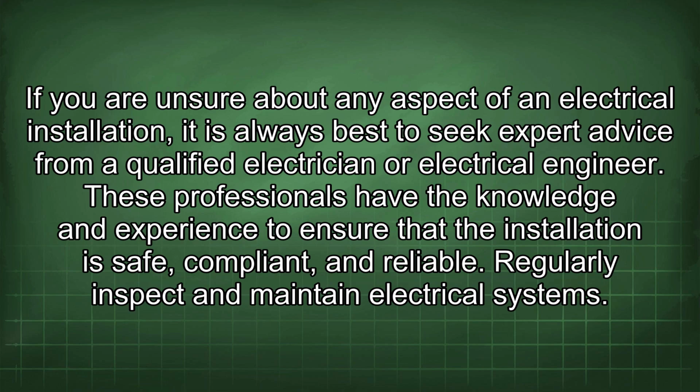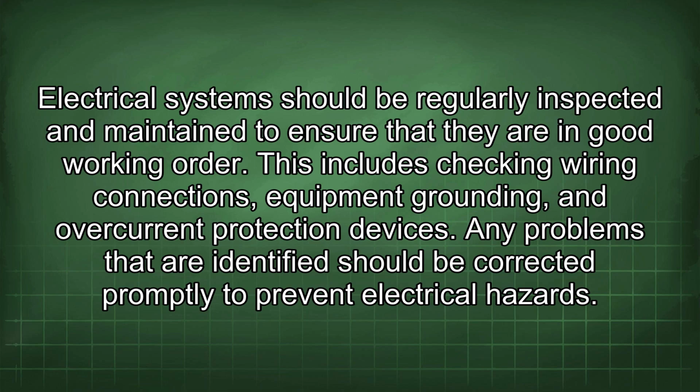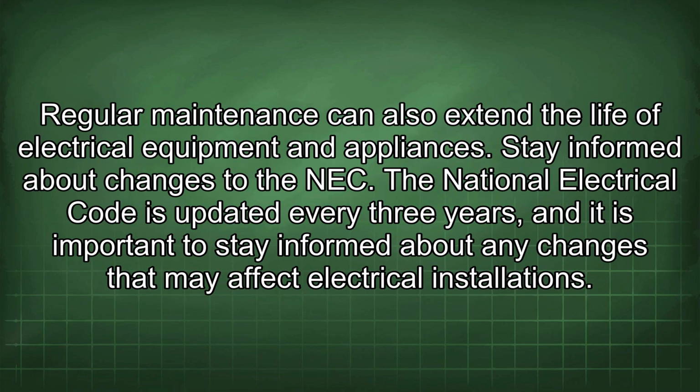Regularly inspect and maintain electrical systems. Electrical systems should be regularly inspected and maintained to ensure that they are in good working order. This includes checking wiring connections, equipment grounding, and overcurrent protection devices. Any problems that are identified should be corrected promptly to prevent electrical hazards. Regular maintenance can also extend the life of electrical equipment and appliances.